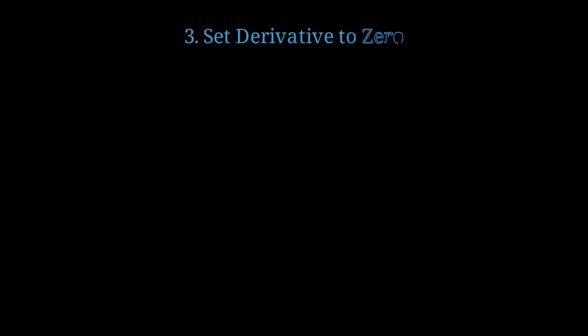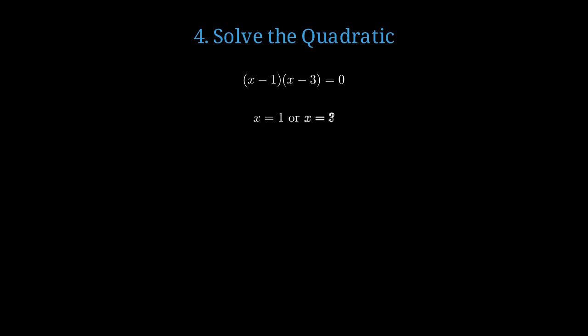Now we set the derivative equal to 0 to find critical points. We have 3x squared minus 12x plus 9 equals 0. Dividing everything by 3 gives us x squared minus 4x plus 3 equals 0. Let's solve this quadratic equation by factoring. Factoring gives us (x minus 1)(x minus 3) equals 0. So x equals 1 or x equals 3.